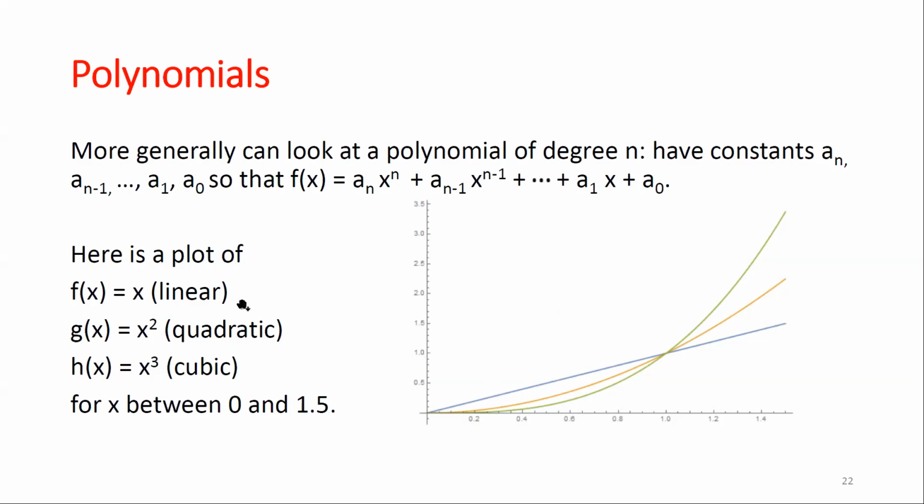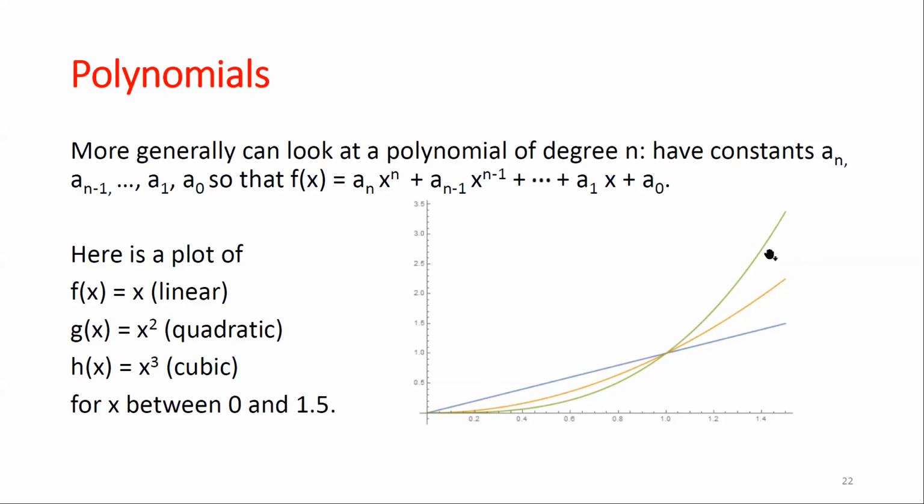So I just plotted three: linear, x, quadratic, x squared, and cubic, x cubed. And I plotted them for 0 to 1.5. If x is really, really large, which do you think grows fastest? x, x squared, or x cubed? x cubed. So which one of these do you think is x cubed?